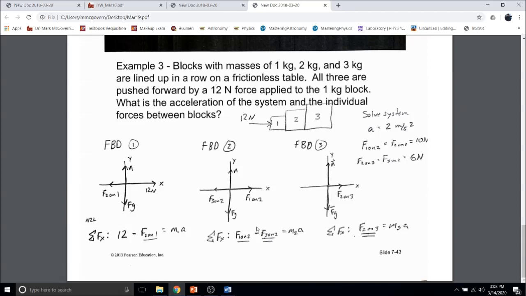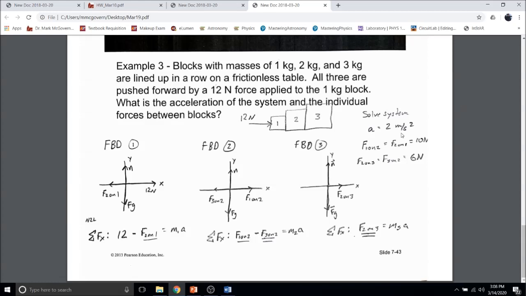All right. Let's look at the free body diagram for 1. We've got 12 minus, well, we don't know F of 1 on 2, but we know that the first block has a mass of 1 and the acceleration is 2. So the right-hand side of the equation is a 2. 12 minus something equals 2. That means F of 1 on 2 must be 10, and therefore F of 2 on 1 is equal to F of 1 on 2. Everything is 10 there.